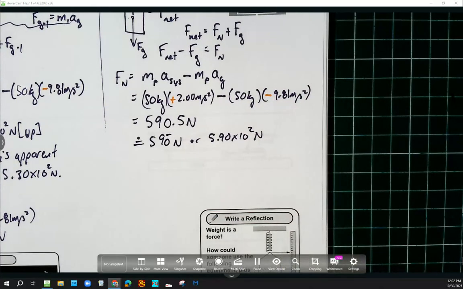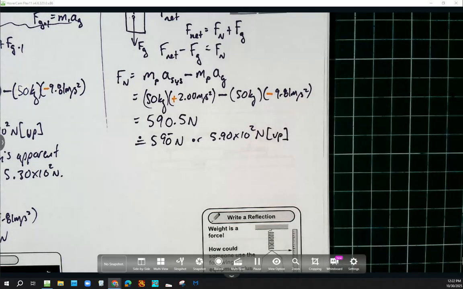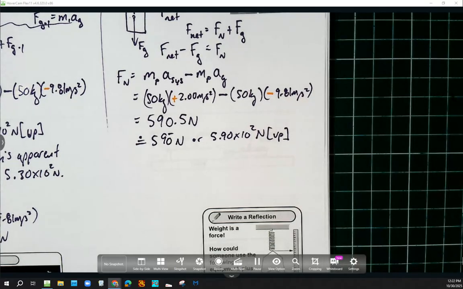Yep. Will marks be taken off if we don't do the rounding rules that way? Yeah, rounding mistakes are rounding mistakes. Errors are errors in baseball and physics. And we call that up, right? So the normal force is up. And of course, we can write a little therefore statement about this, absolutely.